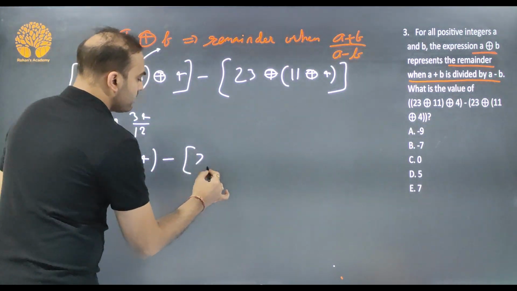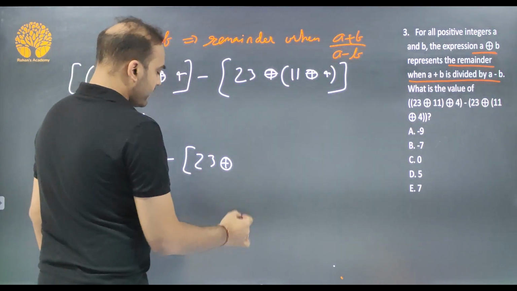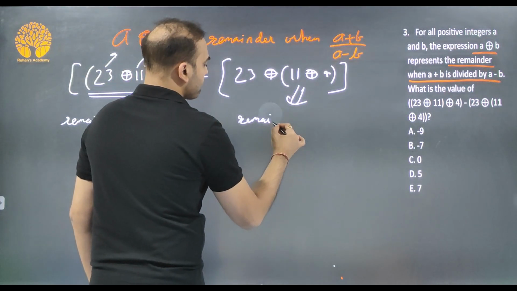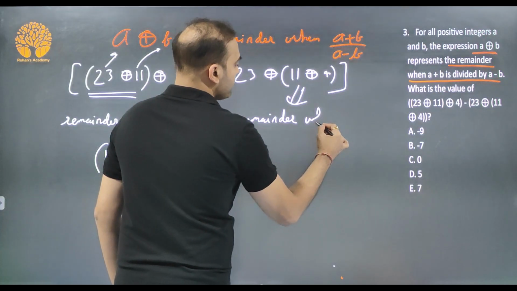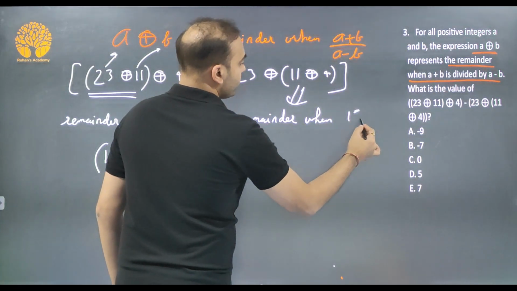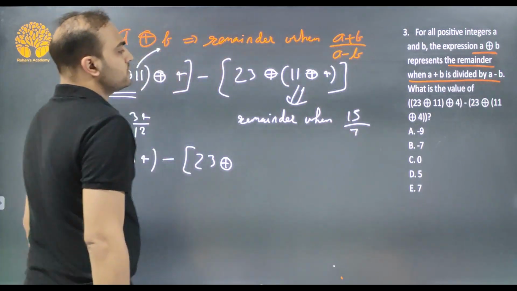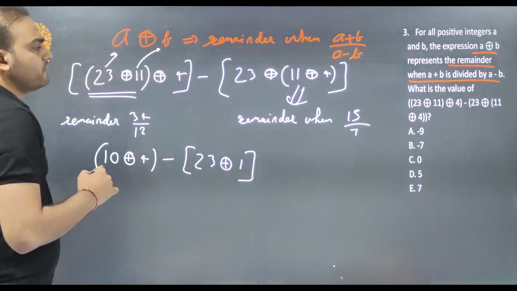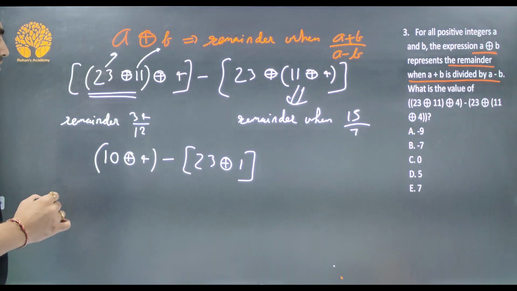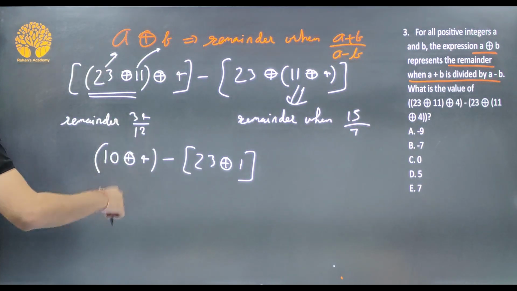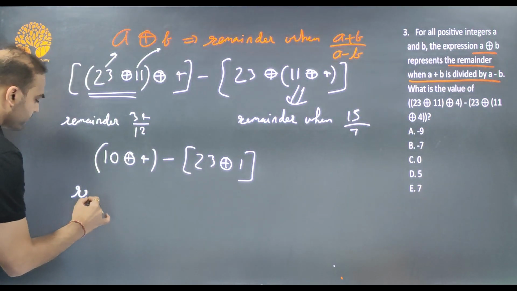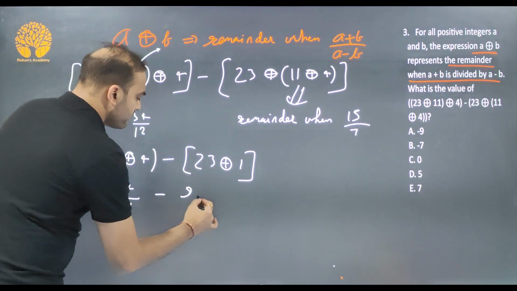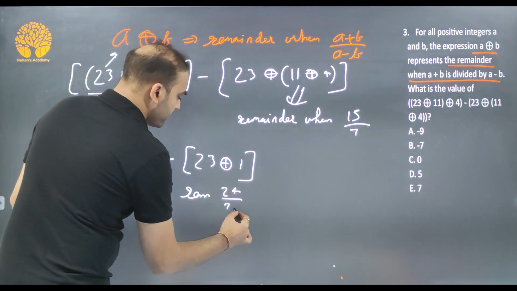Minus, again, we have to solve the bracket first, right? In order to solve this, that will be the remainder when 11 plus 4, 15, is divided by 11 minus 4, that is 7, right? 15 divided by 7, remainder is 1. Now we solve the same thing again. This will become remainder 14 divided by 6 minus remainder 24 divided by 22.